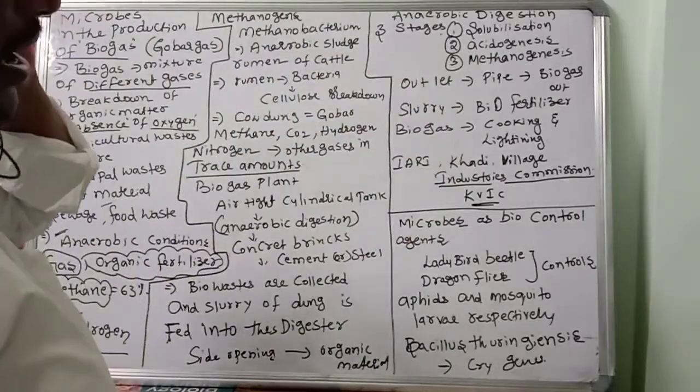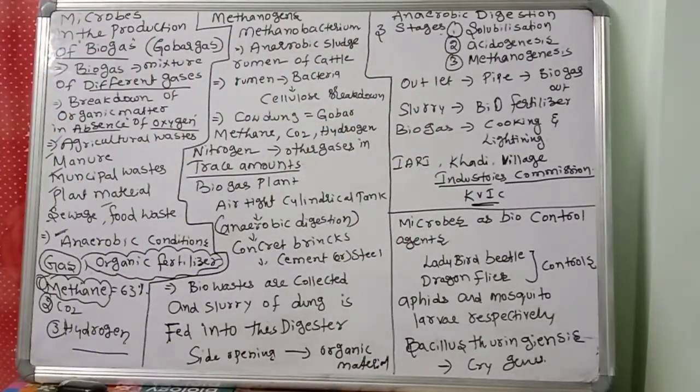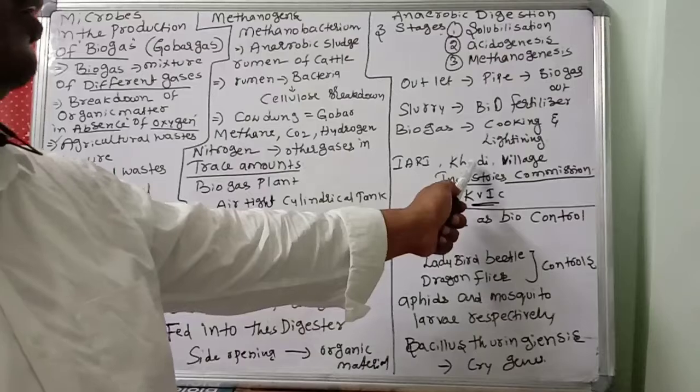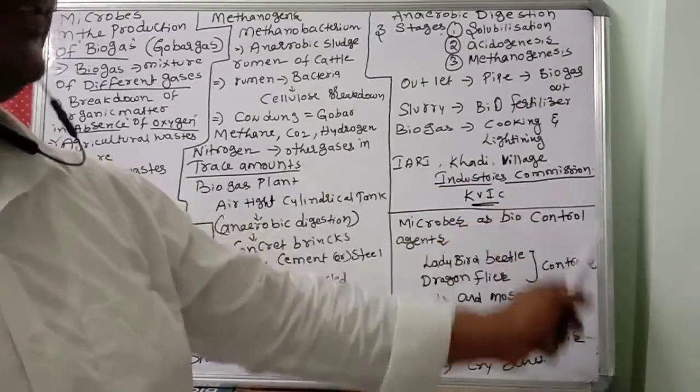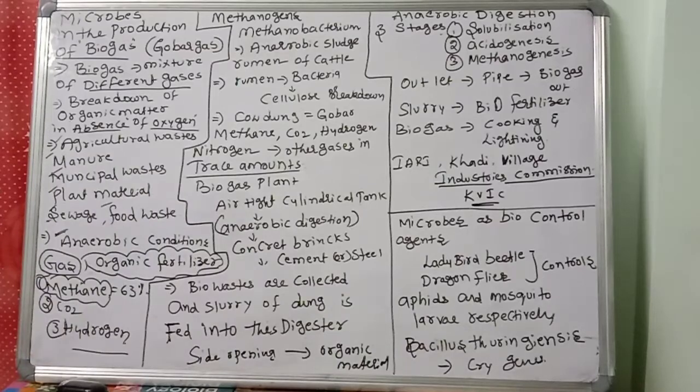Another one is Khadi Village Industries Commission. What is it called? Khadi Village Industries Commission, KVIC. Khadi Village Industries Commission also helped farmers to produce biogas. So, okay children, biogas is gobar gas. Biogas is nothing but what? Gobar gas. Biogas is a mixture of different gases.